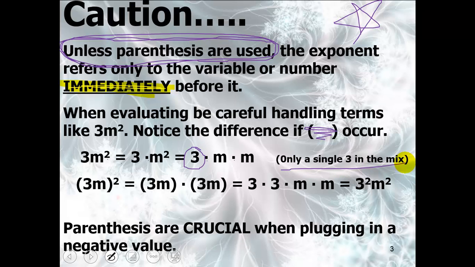But watch what happens as soon as we put parentheses around it. This is (3m) squared. That says we're going to take 3m and we're going to multiply it by 3m. All right? So that means I have a 3 and a 3 and 2 m's. Notice in this case the 3 gets squared too, and this actually equals 9m squared. Okay, so it's crucial that you know how to work when you have parentheses. This exponent gets applied to everything inside the parenthesis.